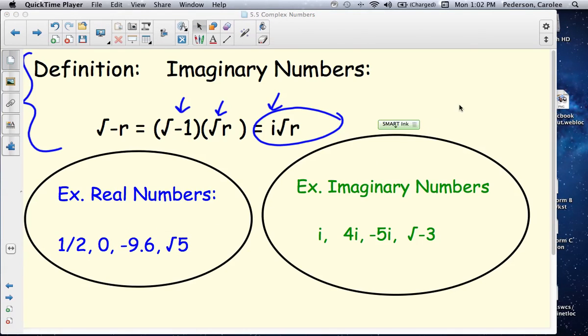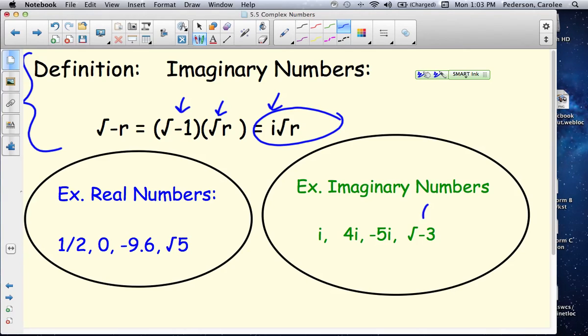Here's two circles. You don't need to write the circles down. The blue circle just talks about the real numbers like 1/2 or 0 or negative 9.6 or square root of 5. Imaginary numbers are the ones in the green circle: i, 4i, negative 5i, or square root of negative 3.